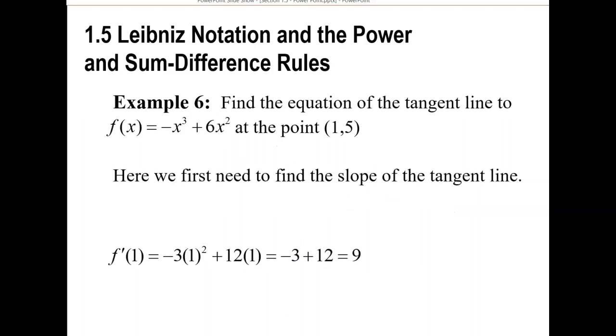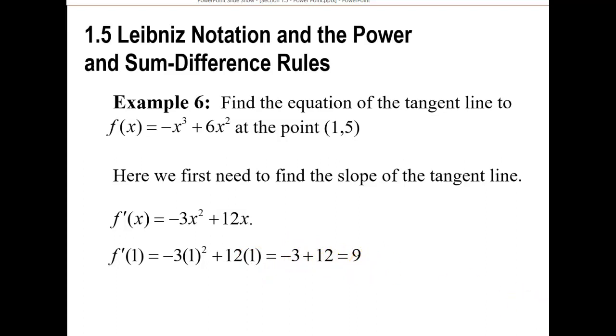All right, this last example, find the equation of the tangent line to that function at the point 1, 5. So if I want the equation of a tangent line, we first need to find the slope of the tangent line. All right, so our slope equation is right here. F prime of x equals negative 3x squared plus 12x. So when I plug in 1, I get negative 3 times 1 squared plus 12 times 1, which is negative 3 plus 12, which is 9.